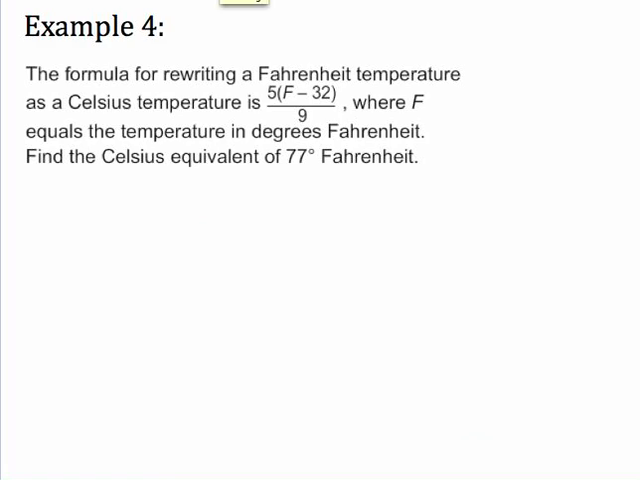Now here's a situation where evaluating algebraic expressions is actually very useful. When you travel around the world, other countries don't necessarily use Fahrenheit like we do. They use a temperature measure of Celsius. So the formula for rewriting a Fahrenheit temperature as a Celsius temperature is 5 times the quantity of Fahrenheit minus 32, over 9. So whenever you travel the world, what we might consider to be 77 degrees, elsewhere they might say that's 25 degrees Celsius. Okay, so how do we get to that?